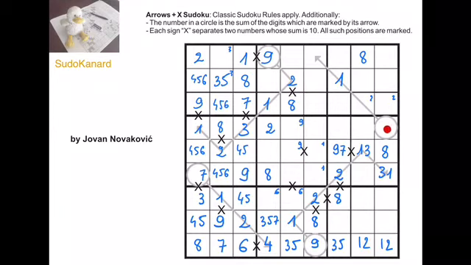Should we have a look at this? Well, what can this be? This is at least 3. This is at least 2. So this is at least 6. It won't be 8. So it's 6, 7, or 9.